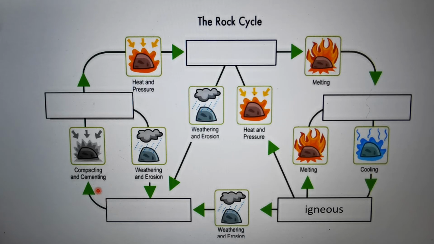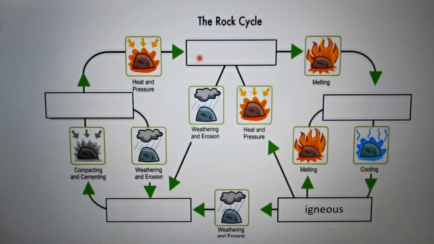Now the sediments get squashed, that's what compacting means, and cemented, so they get stuck together to form those layers of rock called sedimentary rocks, the ones that have fossils in them sometimes. Now, the sedimentary rock could get worn away again and go back around in a circle, back to sediments, then squished and stuck together again and form sedimentary rocks again. Or they could undergo heat and pressure and get turned into metamorphic rock.